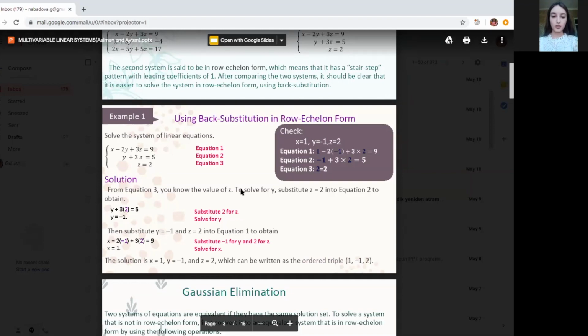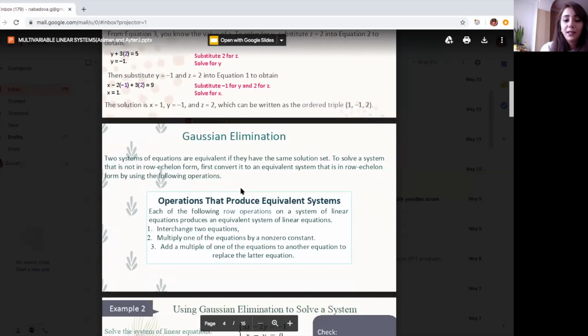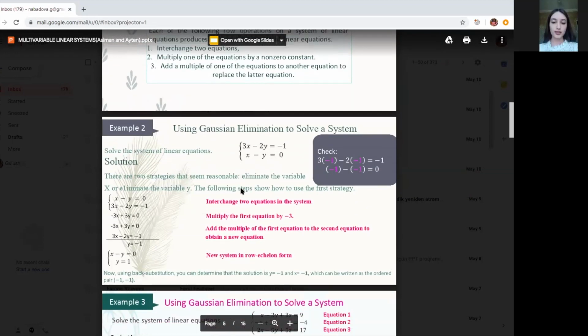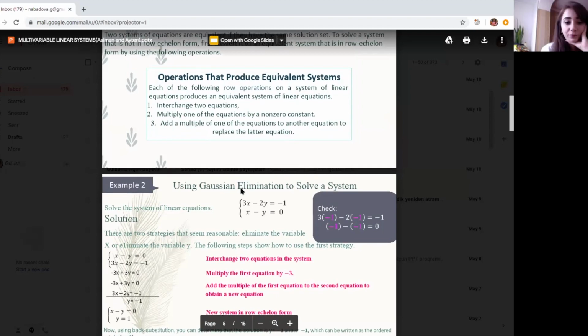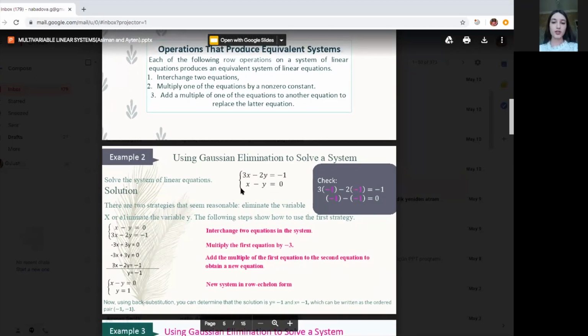Gaussian elimination. Two systems of equations are row equivalent if they have the same solution set. First, convert the system to an equivalent system in row echelon form. Operations that produce equivalent systems: each of the following row operations on a system of linear equations produces an equivalent system. First, interchange two equations. Second, multiply one of the equations by a nonzero constant. Third, add a multiple of one of the equations to another equation, replacing the latter equation.